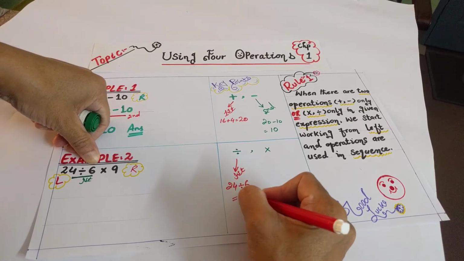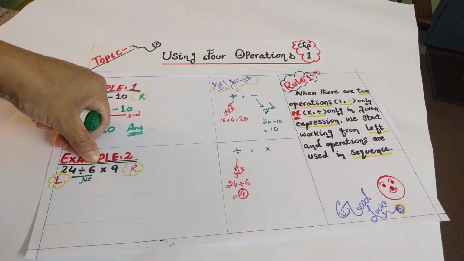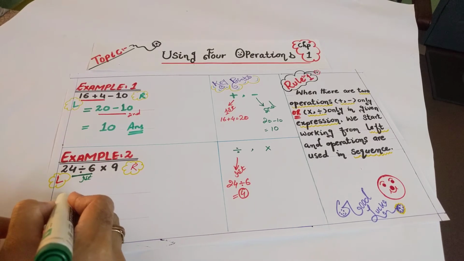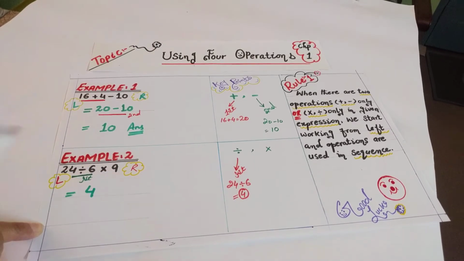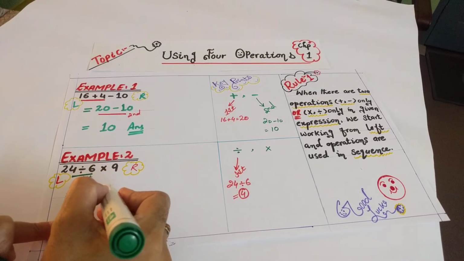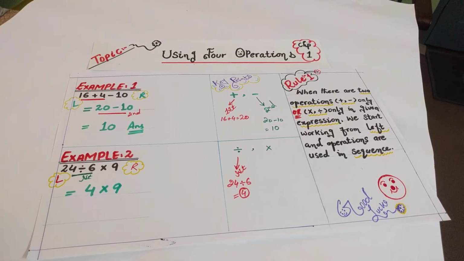6 fours are 24. So our answer is 4. Put the equal sign. 6 fours are 24, and as I told you, when we solve the first operation, we will put the remaining sign and number as they are. So multiplication and 9. Multiply by 9 will be as it is.